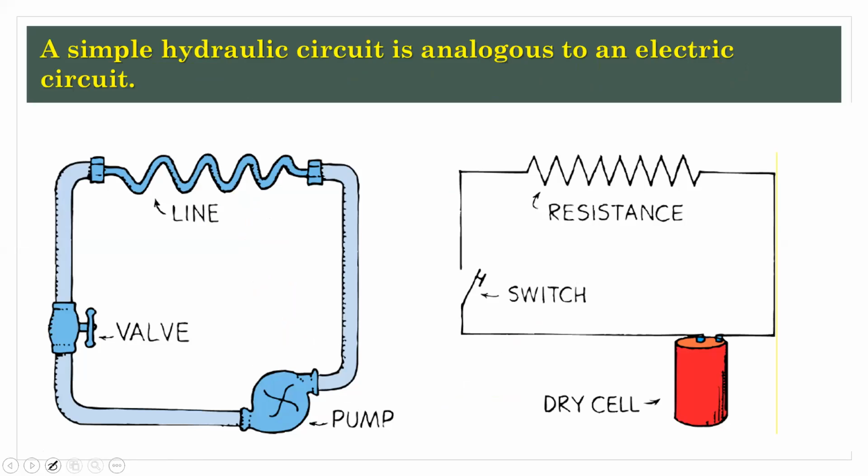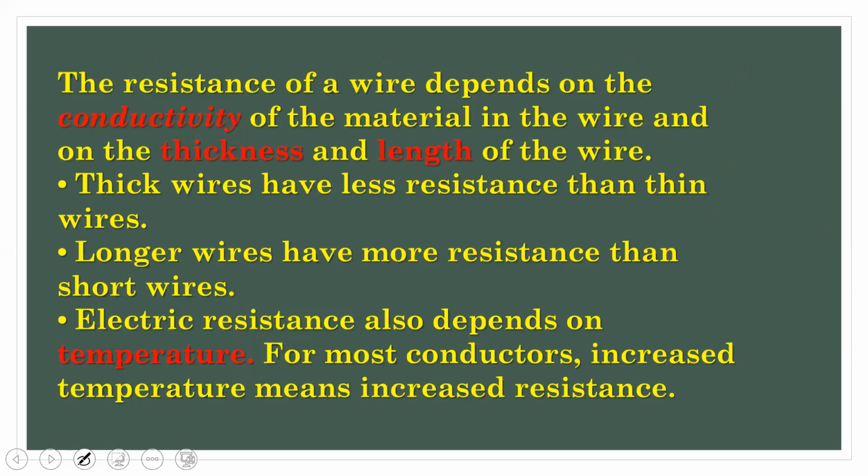Before I talk about this one here, what does the resistance of a wire depend on? We say that the current depends on the voltage and the resistance. Now, the resistance depends on the conductivity of the material, thickness, length, and temperature. So the resistance of the wire depends on the conductivity, length, thickness, and temperature.